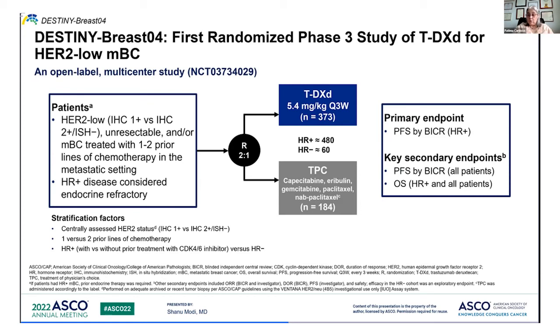this HER2 low breast cancer and had received previously 1 or 2 lines of chemotherapy and also several lines of endocrine therapy, at least 2 lines of endocrine therapy, and one of them had to be with a CDK4/6 inhibitor, okay? So let's say that they were pre-treated patients.